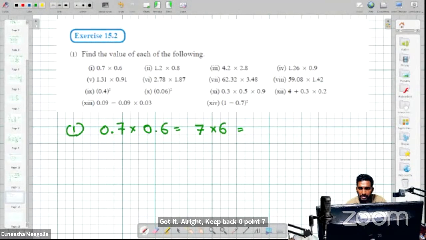42. Yes, 42. How many decimal points do we have to keep? 1 and 2, so we keep two. Then it is 0.42.